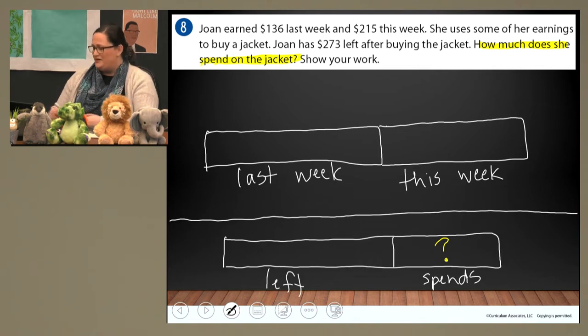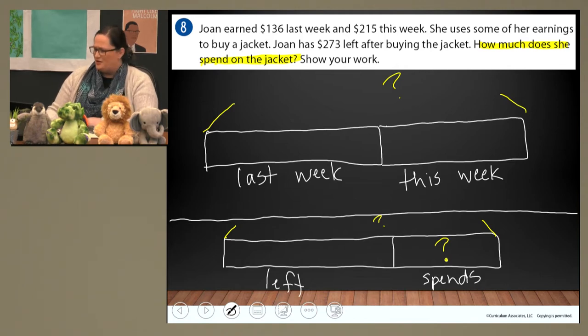But I don't even know how much this whole bar is here. How am I gonna figure that out? Well, yeah, I've gotta figure this part out, don't I? Because this whole amount is this whole amount down at the bottom. So let's put in the information that we know and then see what we need to do.